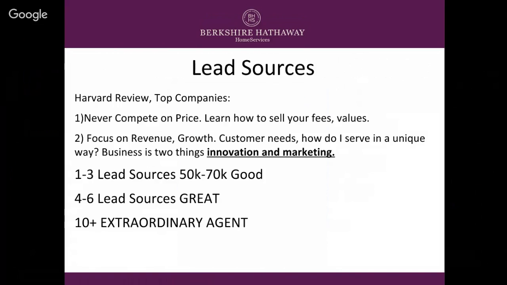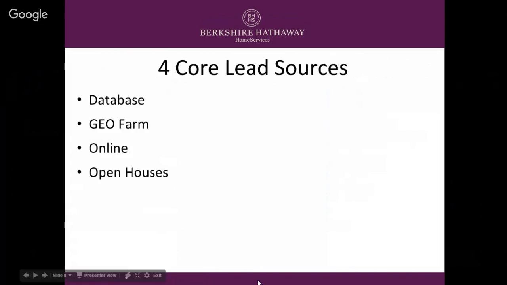It's innovation and marketing. So as your business grows, when we look at producers, somebody who's making about $50,000 to $70,000 a year, you know, they have a good business going. They have about 1 to 3 lead sources, 3 different ways where they actually are getting this business. When somebody has 4 to 6 lead sources, we consider that business great. You're getting into the 6 figures, and you have multiple streams coming in. And then 10 plus lead sources, that's an extraordinary agent. That's somebody who's really dominated in all areas and is consistently working either by referral or, again, the lead sources. They're working as a well-oiled machine and have systems behind them that are getting them these results.